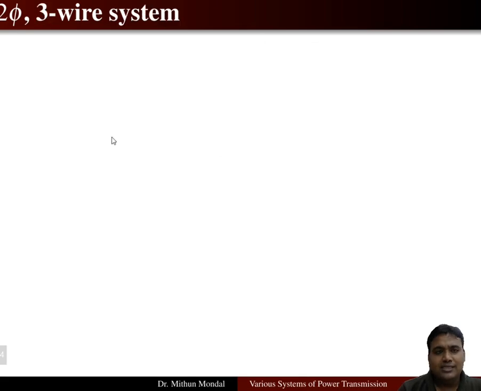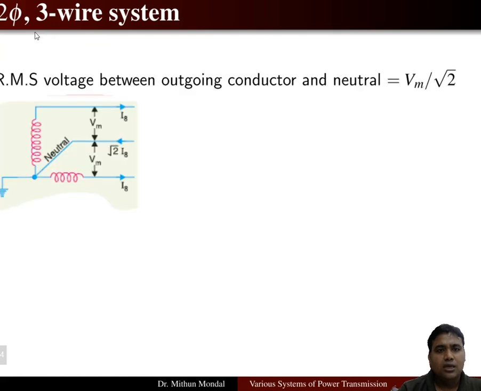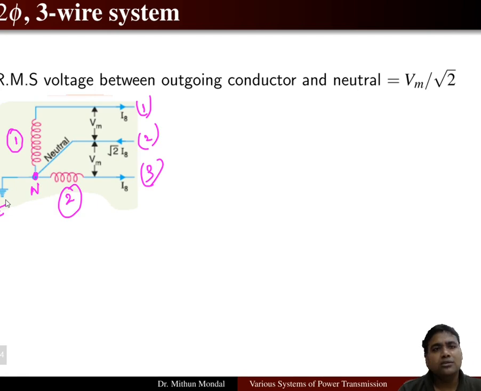Now we'll discuss the 3-wire system. This is again the 2-phase 3-wire system. So here you can see that this is your 1st phase and this is your 2nd phase, and you have 3 wires. So this is wire number 1, this is wire number 2, and this is wire number 3. So all the 3 wires are connected at this point. So this is basically your neutral, and your neutral is basically earthed. So this was the configuration for the 2-phase 3-wire system.